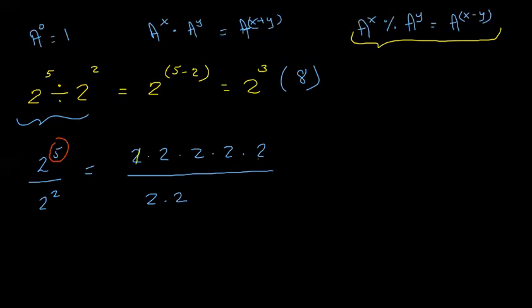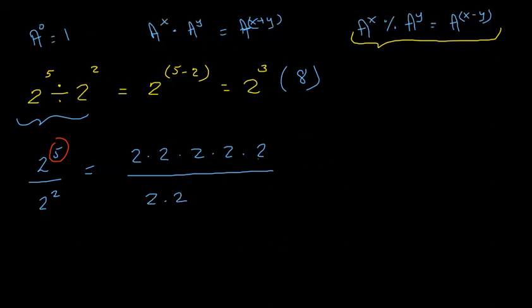So 2 times 2, this 2 cancels out with this 2, this 2 is cancelled with this 2, and so what I'm left with is just 2 times 2 times 2, which is 2 to the third power, which is 8. So right here, I see that this actually worked out, right? It's the same. So my law works.